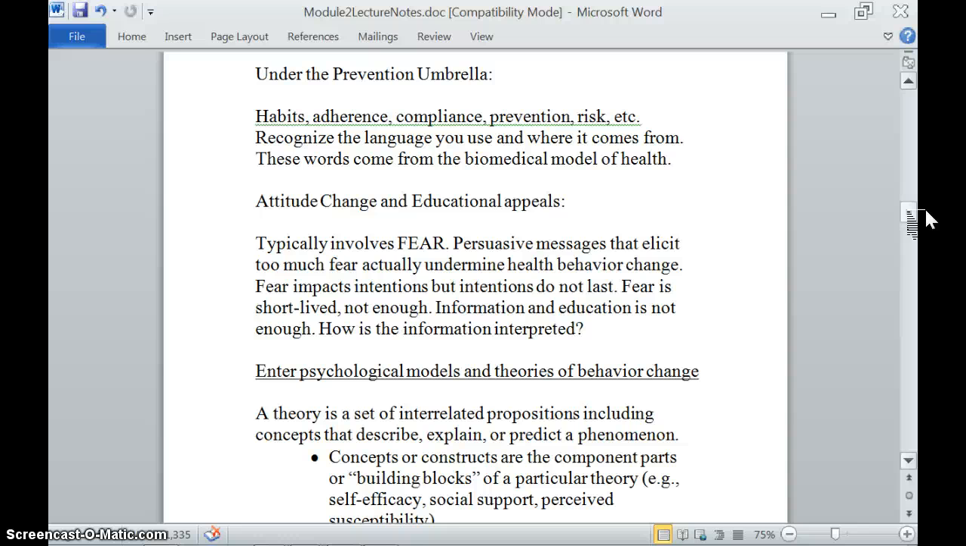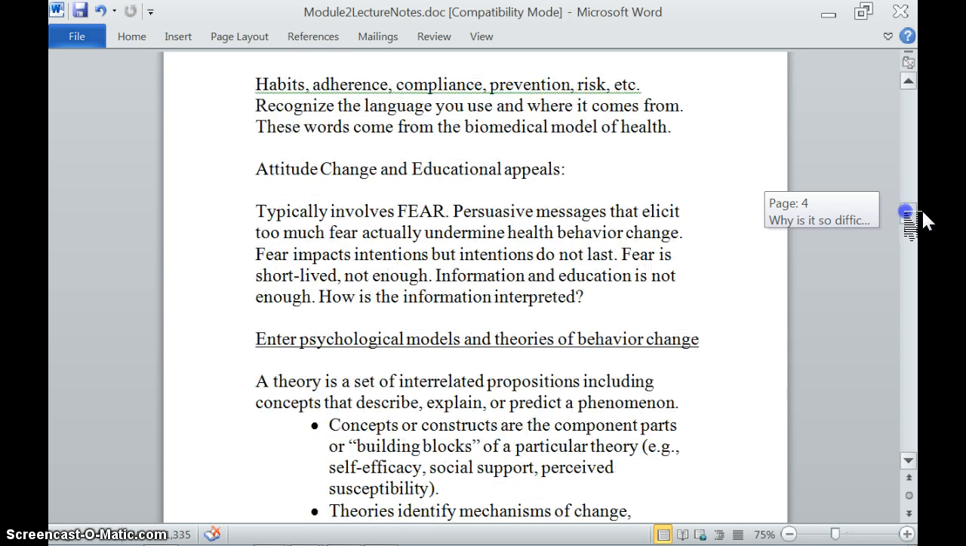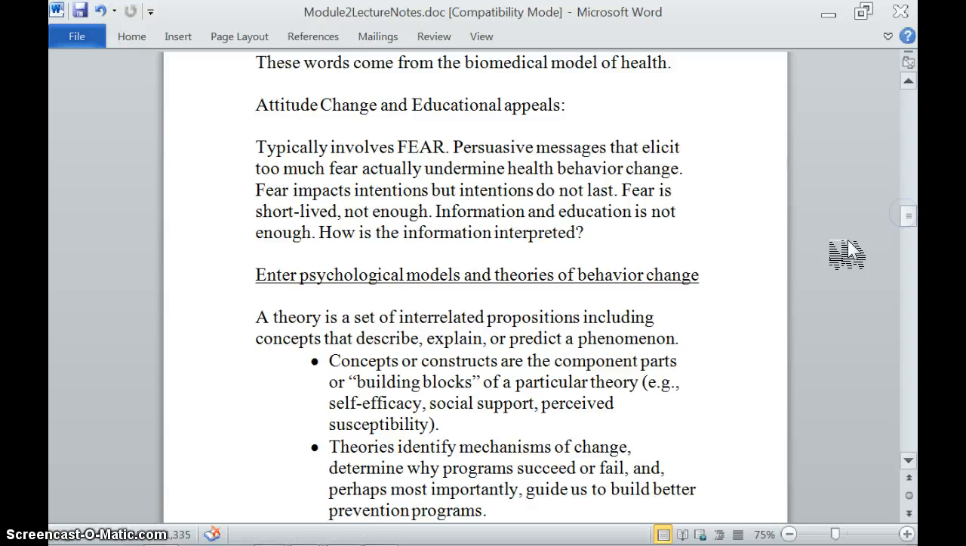Therefore, you need to develop the habits, you need to adhere to these behaviors, you need to comply with our prescriptions to prevent. And the way we do that typically in the profession is through attitude change and educational appeals. And many, although we sometimes don't like to think that we do, fear is used extensively. We try to create these persuasive messages that elicit too much fear, which can actually undermine health behavior change.